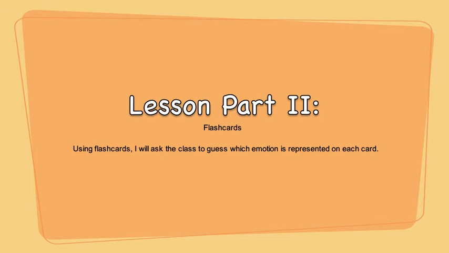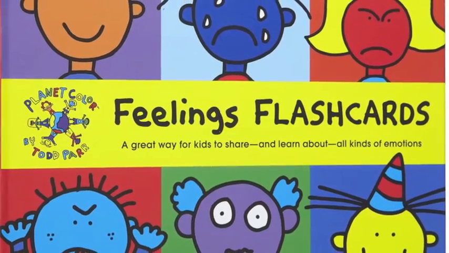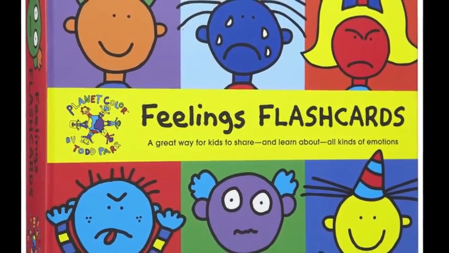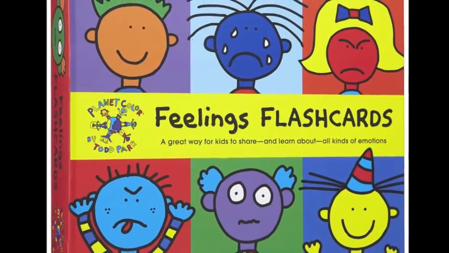Part 2 of the lesson involves using emotion flashcards that I will show to the class and have them guess which emotion is being represented on each card. These feelings flashcards are a perfect example of what I would use during this lesson. It is by Planet Color by Todd Parr.